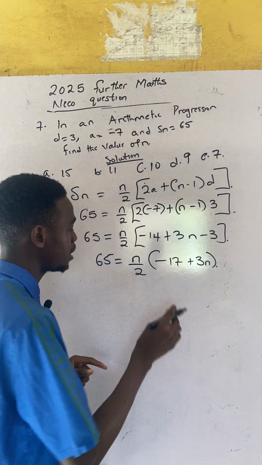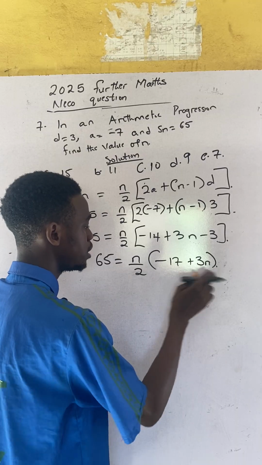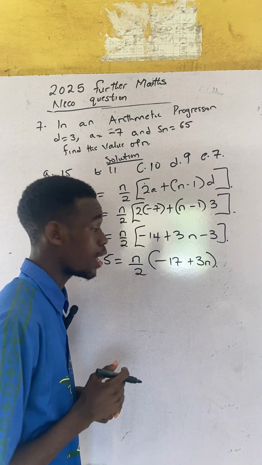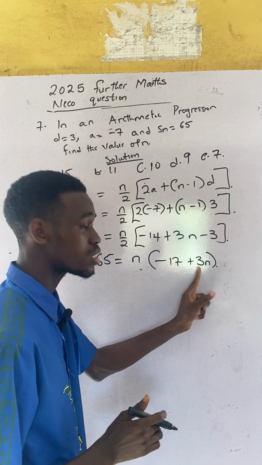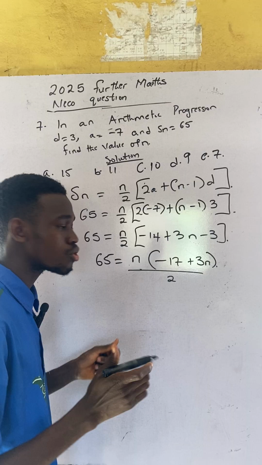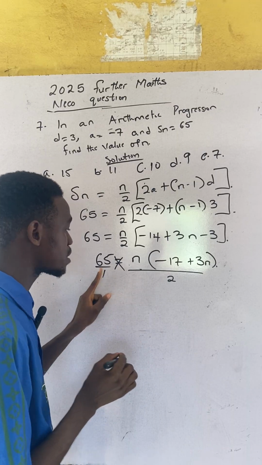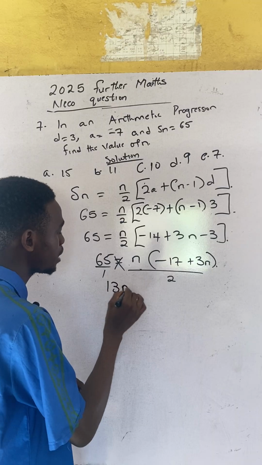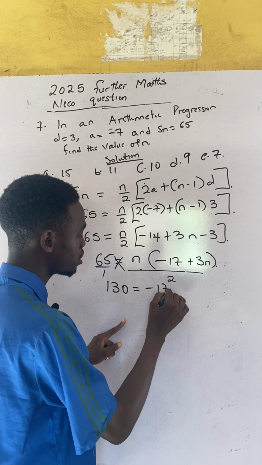Now remember one thing: this 2 is working for the denominator of this bracket. That is, we can write it as n into bracket minus 17 plus 3n all over 2. So the next thing to do is to write over 1, then we cross multiply. 2 times 65 gives us 130 equals n times minus 17, which gives minus 17n.